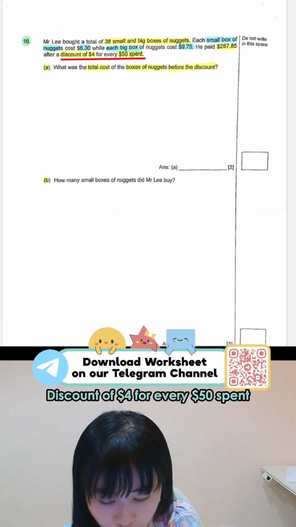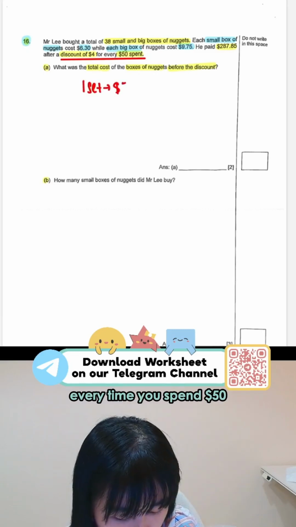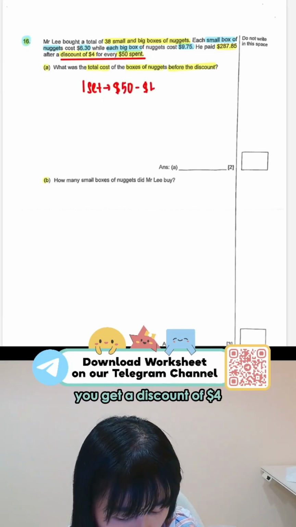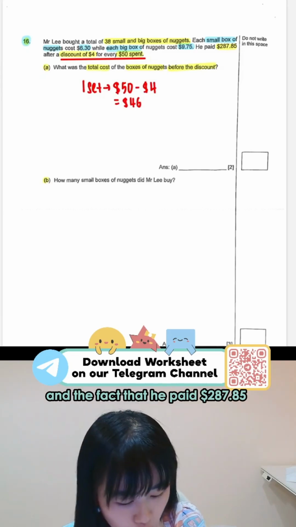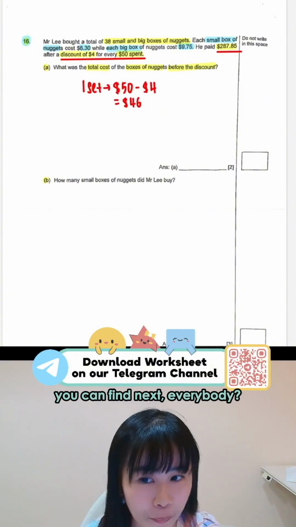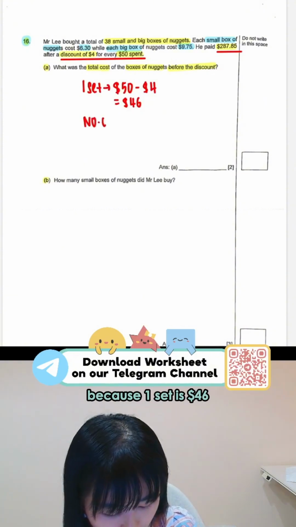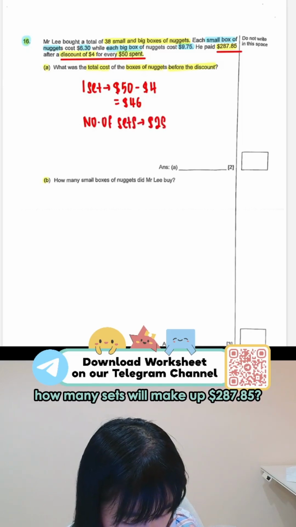Discount of $4 for every $50 spent. So what does it mean? Every time you spend $50, you get a discount of $4. So for one set, you are paying $46. And the fact that he paid $287.85, what do you think you can find next, everybody? Very good. Number of sets. Because one set is $46, how many sets will make up $287.85?